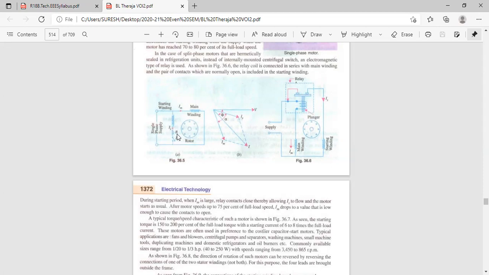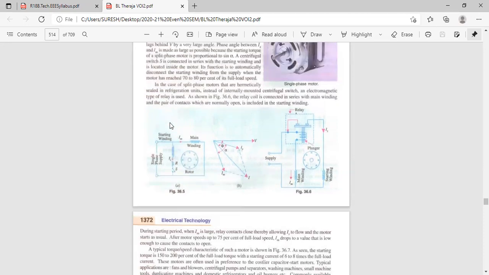Have you understood this diagram? What I am telling? Yes, sir. Okay. Now see, what the centrifugal switch is, I have explained. What the purpose of the starting winding is, I have explained. Only during starting purpose. During running condition, there is no need of the starting winding.